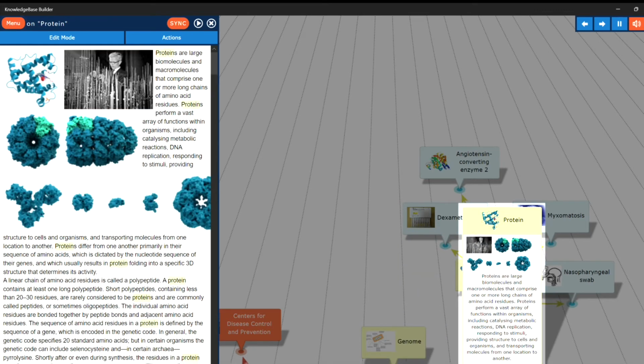Protein. Proteins are large biomolecules and macromolecules that comprise one or more long chains of amino acid residues. Proteins perform a vast array of functions within organisms, including catalyzing metabolic reactions, DNA replication, responding to stimuli, providing structure to cells and organisms, and transporting molecules from one location to another.